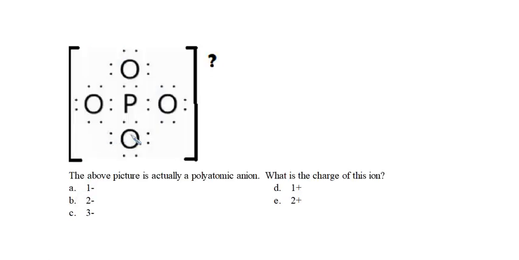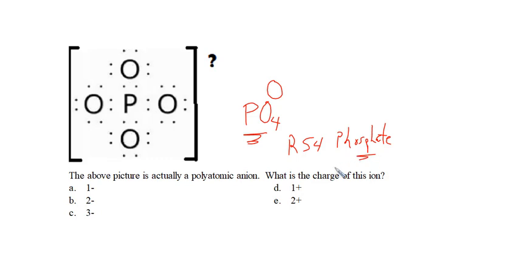So this is a polyatomic ion. What would the charge be on this? So the formula for this would have to be PO4 with some unknown charge up here. Now, by the way, if you look this up on page R54, you would notice that this is actually called phosphate. So right there, it gives you the clue as to what the answer is. You could look that up, but let me tell you how you'd find it otherwise.